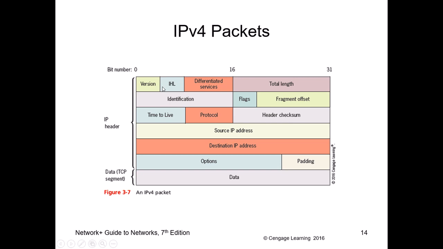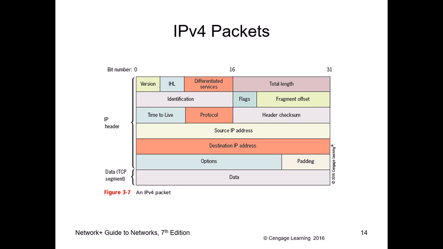Here are the labels that are placed on the IPv4 packet. Version tells you that this is version 4, for example. The differentiated services field is the quality of service, a number that indicates if this needs to go first or later, depending on what type of traffic is in here. If it's voice traffic, this number will indicate that it has priority, for example.